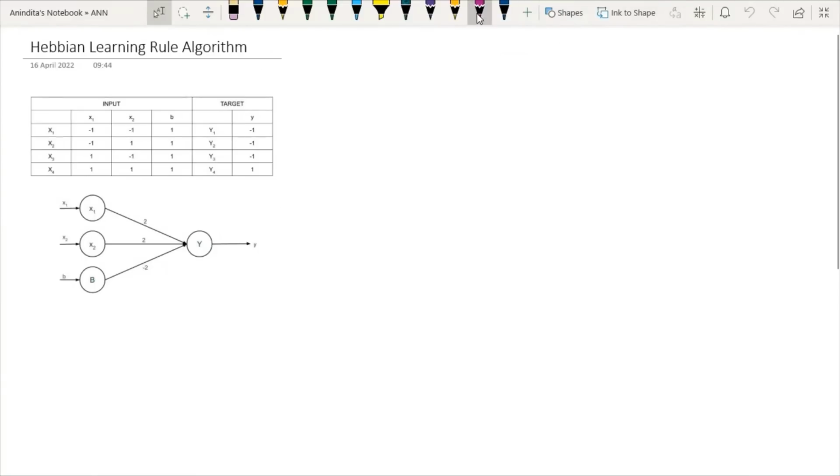Now the most important part, that is step 4. How are we modifying our weights? In order to modify the weight, we have to use this formula: W new equals W old plus xi yi. In the first iteration, how could I update the weight? W new is equal to W old plus x1 y1. Try to understand the meaning of y, because we have to focus on how this Hebbian rule is working.